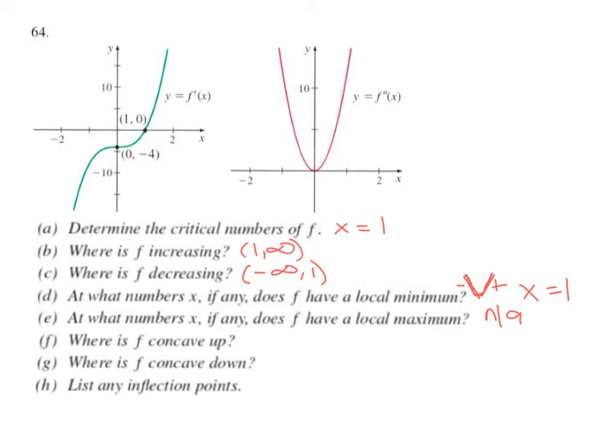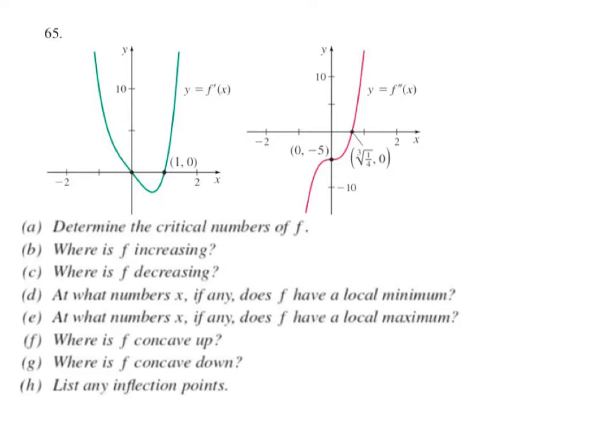Concave up, where is f double prime greater than 0? That's all real numbers. You can put negative infinity to 0 and then 0 to infinity. Some books will make you do that, not include the 0. This is never concave down, and it has no inflection points because it never changes concavity.